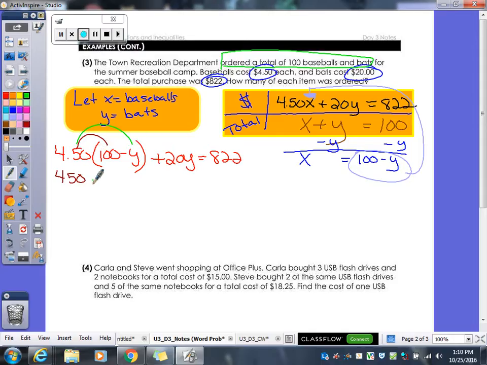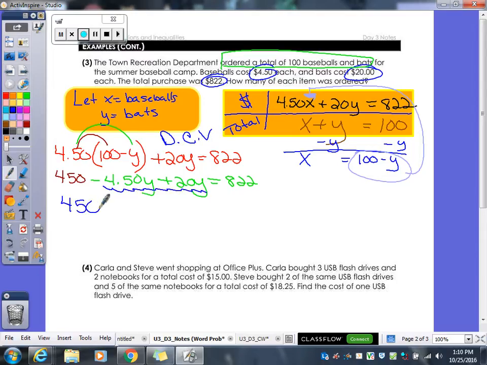4.50 times negative Y is a negative 4.50Y plus 20Y. Now, you remember our DCV that we did? Distribute, combine, get the variable. What am I combining in that equation? What is alike that I can combine? The Y's. So I'm just going to put this little squiggly line under those Y's. I'm combining them. So this is where you're going to need your calculator.